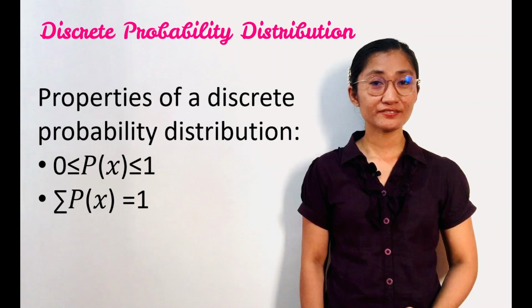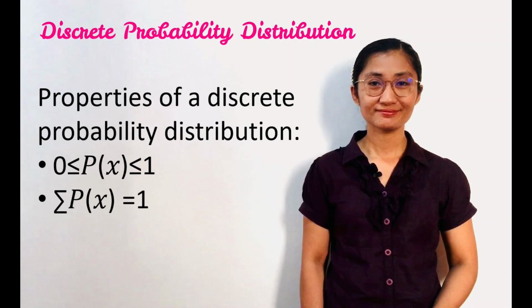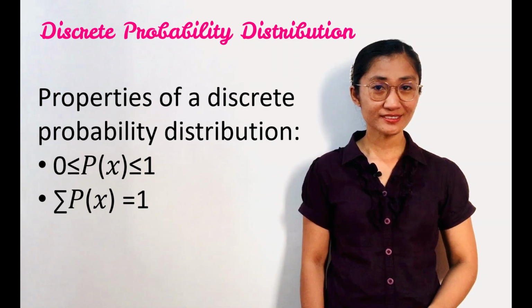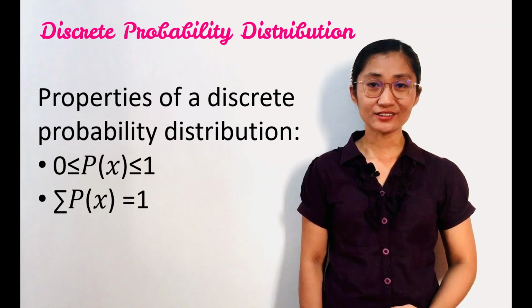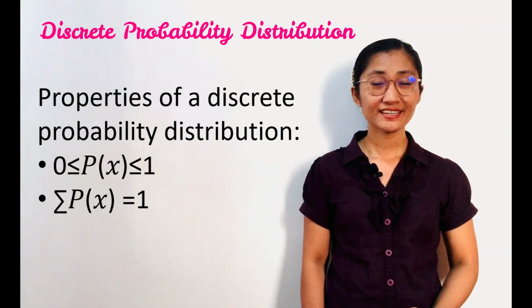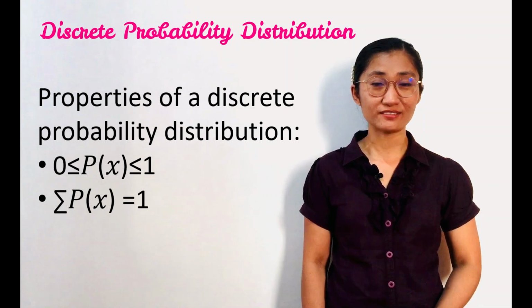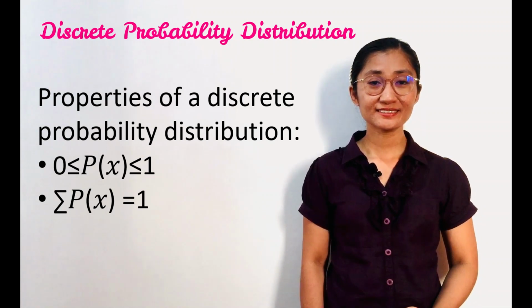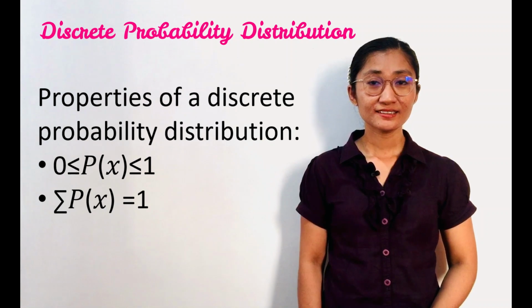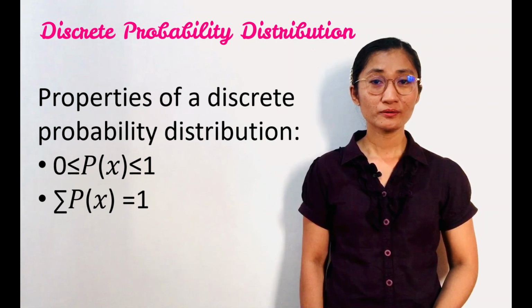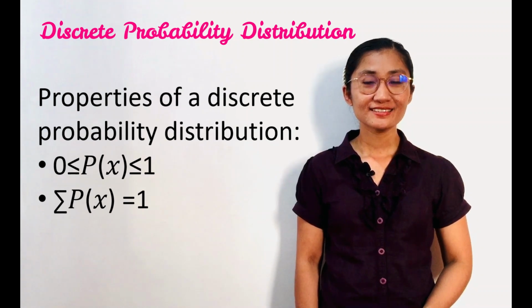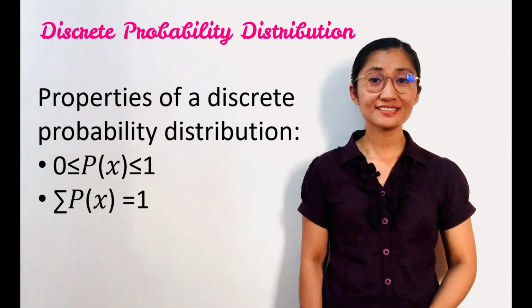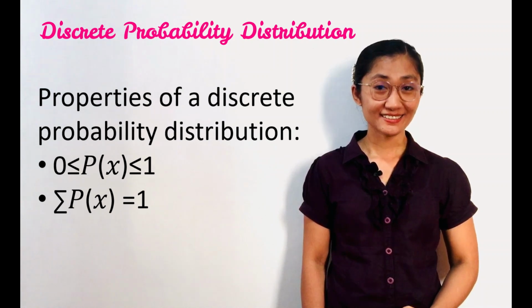There are two properties of a discrete probability distribution. These are, first, the probability of each value of a discrete random variable is between 0 and 1 inclusive. That is, p of x is greater than or equal to 0, but is less than or equal to 1. And second, the sum of all probabilities is 1. That is, summation of p of x is equal to 1. Let us have some examples.